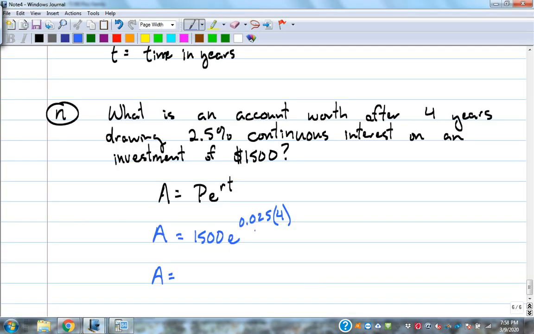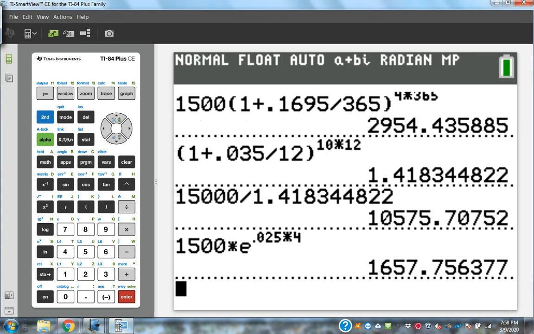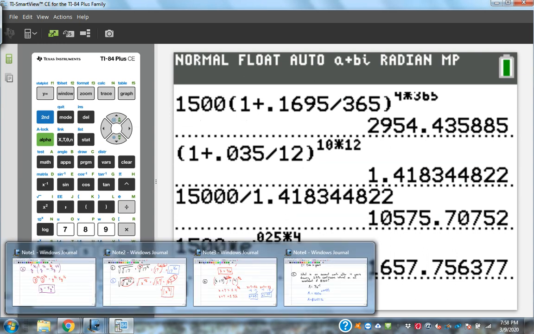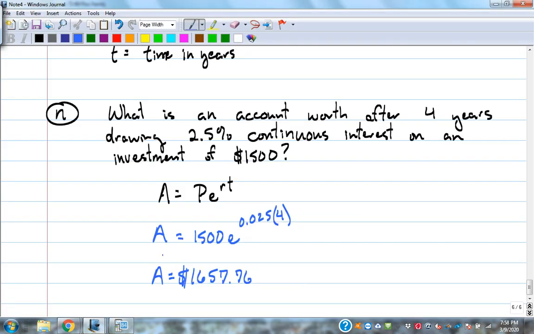$1,657.76. That number right? Yeah, 1657.76 is what the account would be worth. Again, continuous interest. Most banks don't use continuous interest. Use quarterly as just a standard, or monthly. Some do semi-annually, depending on what fund you're investing in. But continuous interest, it's just a different formula. It's a different way of calculating.